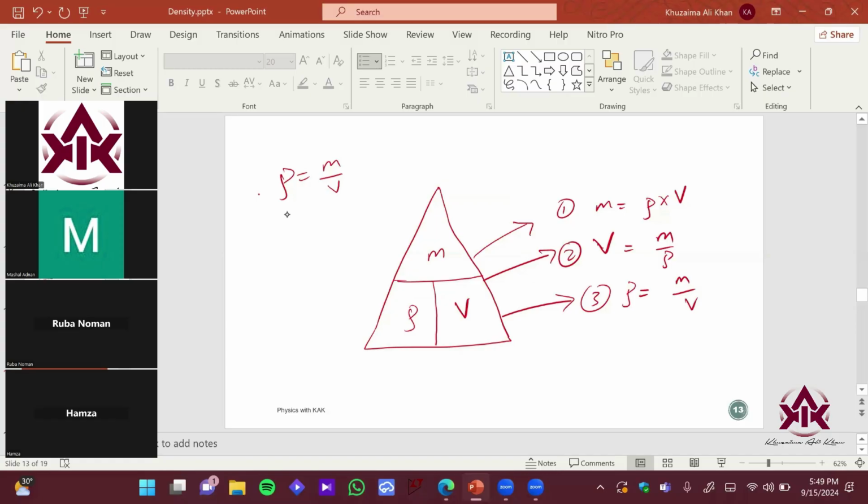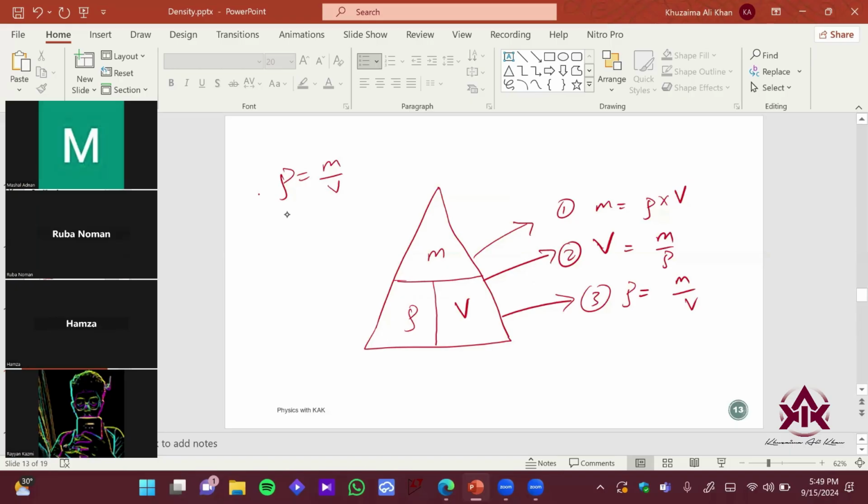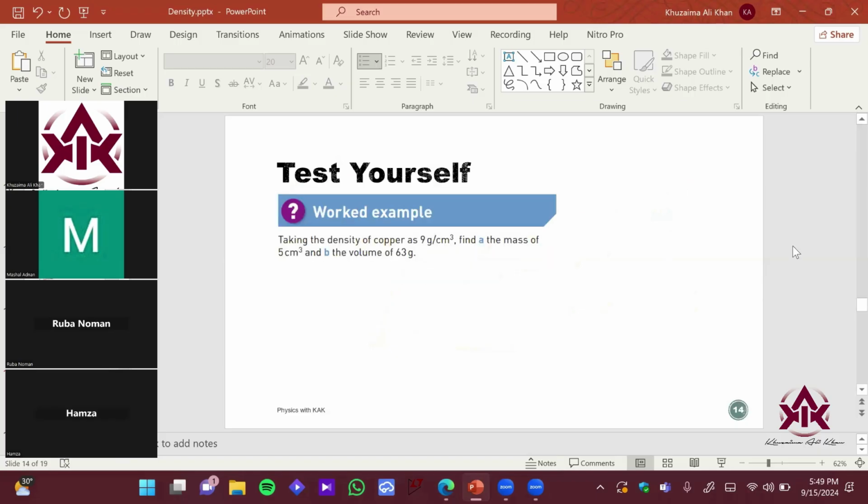So this shows us that if the density of a substance is known, the mass of any volume of it can be calculated. Okay, good. So take out your pencil and copy and calculators and start solving this question. Let's just give you an example.